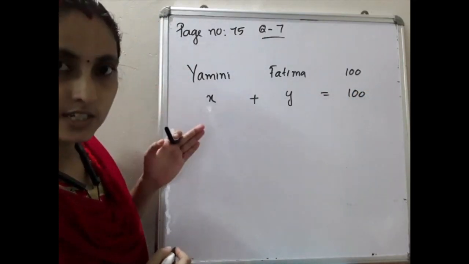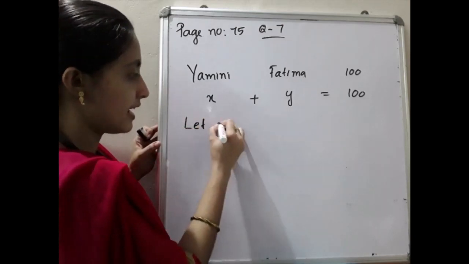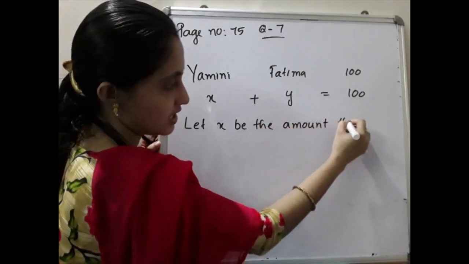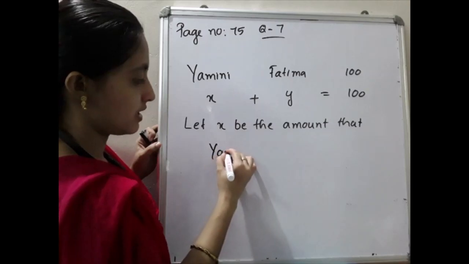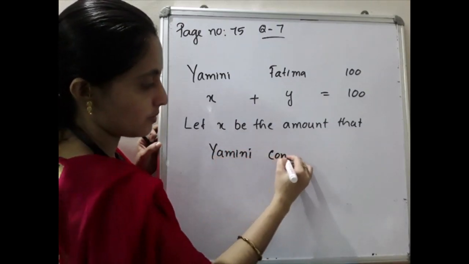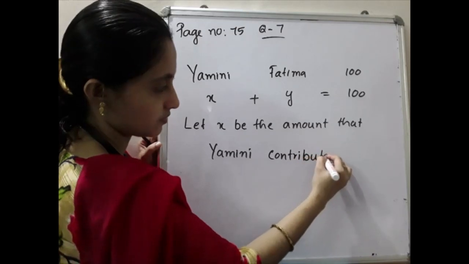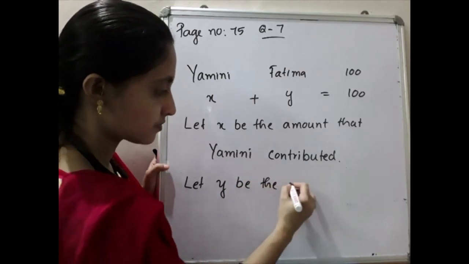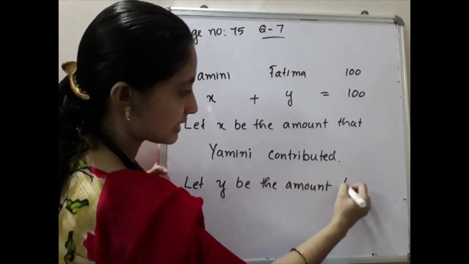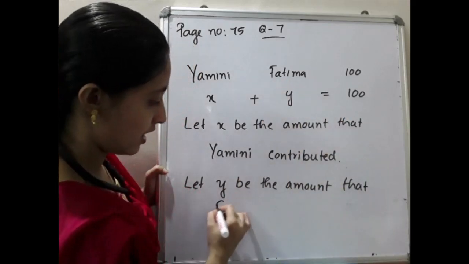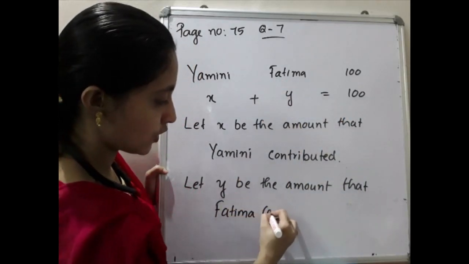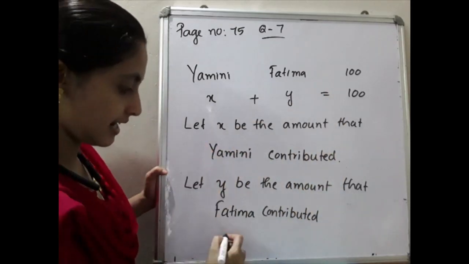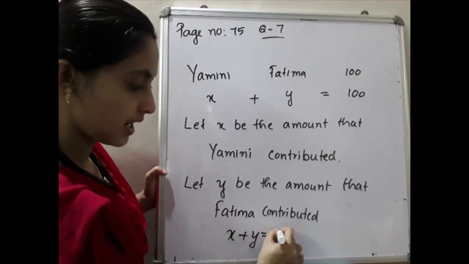Okay. So while doing this question, what you have to do is you have to write let x be the amount that Yamini contributed. Okay, next line. Let y be the amount that Fatima contributed. Together they contribute how much? 100. So you can write next line. X plus y will be equal to 100.